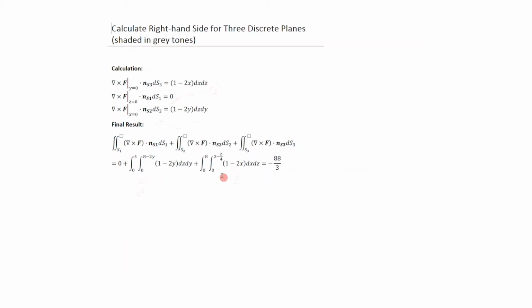If you do these integrations, again, you'll end up with the answer of minus 88 over 3. So it really didn't matter what surface area we used. We end up with the same result.